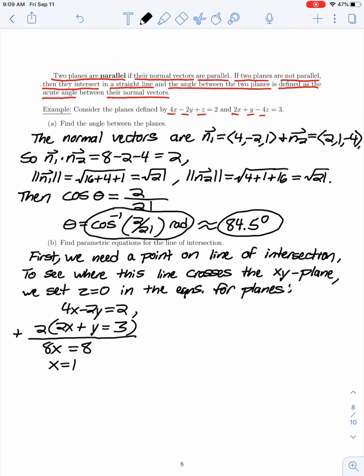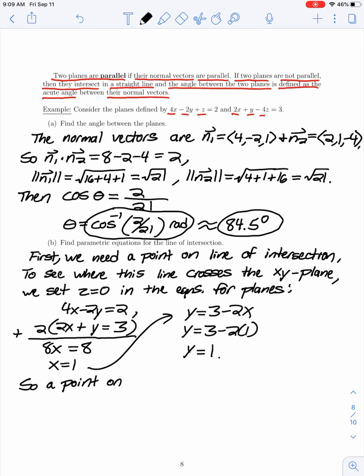And to find y, I could substitute this value of x back into either one of these two equations. Looking at my second equation, I can see that y would be 3 minus 2x. So if x is 1, then y would also be 1. So what we found is the following: a point on the line of intersection is the point (1, 1, 0).